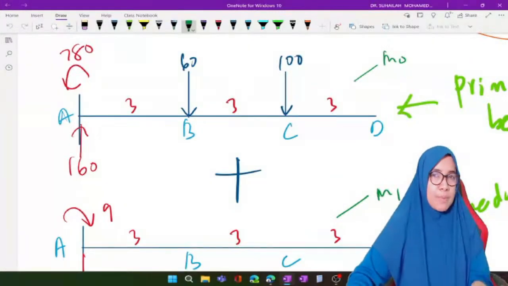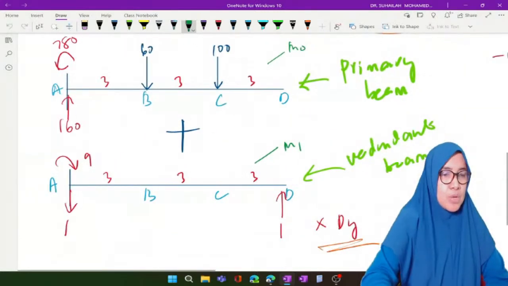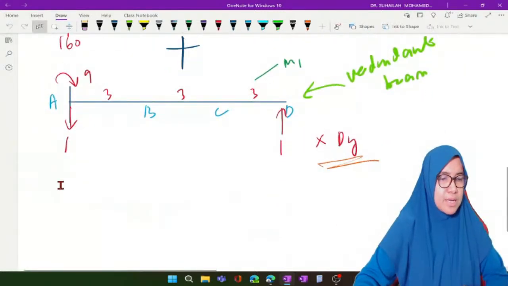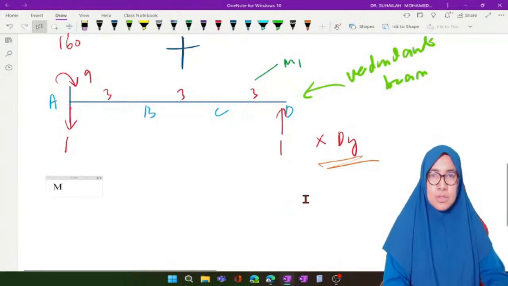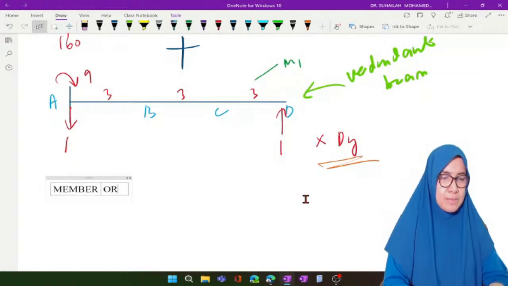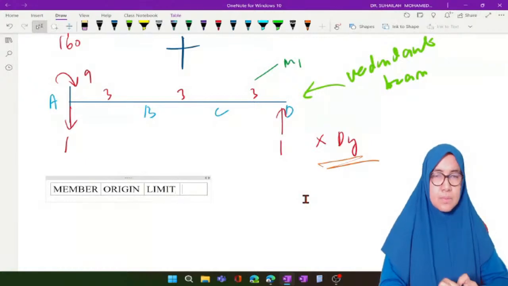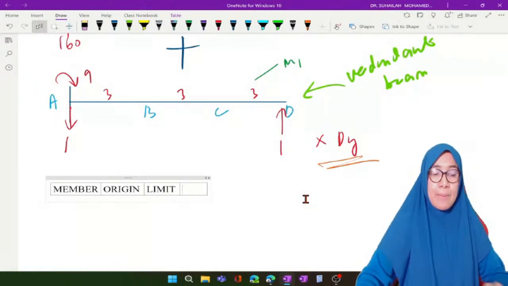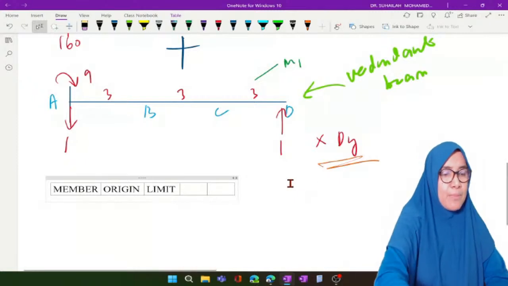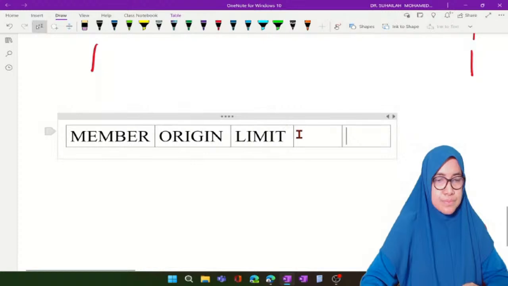Okay, now from this, we will write the moment equation. We put the equations into the table. So in the table, we have to list the member, origin, and limit. We have M naught and M1. So okay, here is M naught.